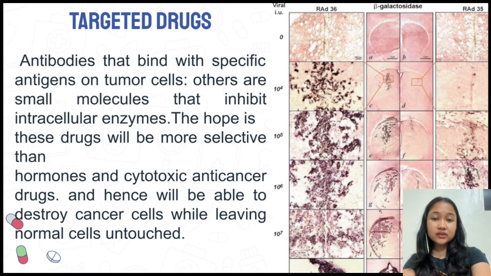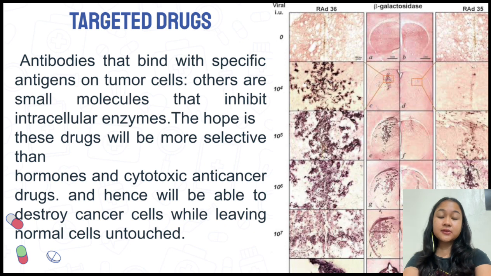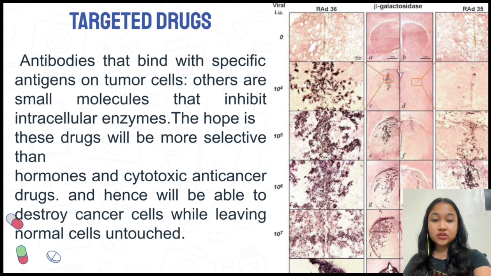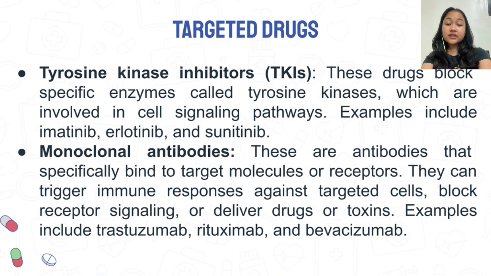Lastly, we have targeted drugs. They are antibodies that bind to specific antigens on tumor cells. Others are small molecules that inhibit intracellular enzymes. The hope is that these drugs will be more selective than hormones and cytotoxic anti-cancer drugs, and hence will be able to destroy cancer cells while leaving normal cells untouched. There are 7 subgroups under targeted drugs. First are tyrosine kinase inhibitors, or TKIs.